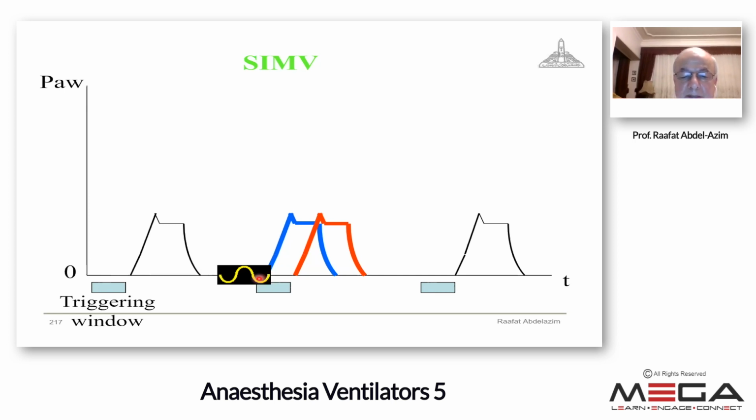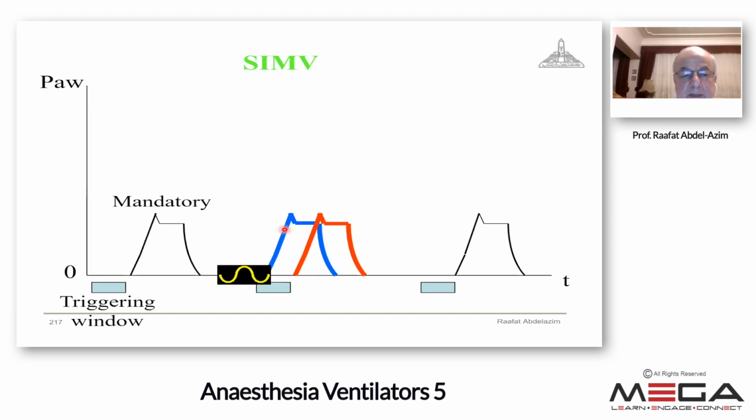If there is inspiration, the stroke that was due a fraction of a second later will be given earlier to be synchronized with the patient inspiration. The red one, its time was here. But because this occurred during the triggering window, and the patient inspiration is going on, it will be given earlier to be synchronized. So the blue one is the synchronized one.